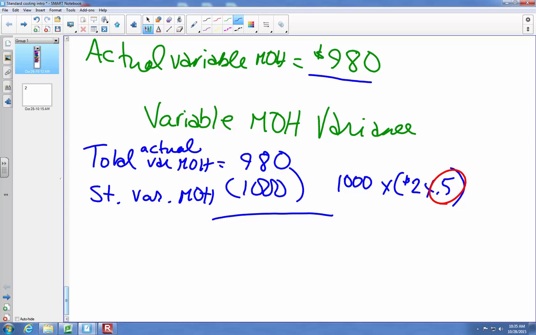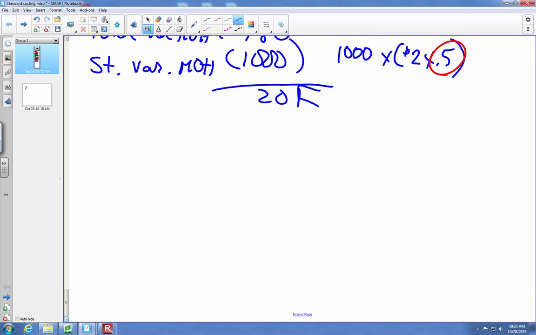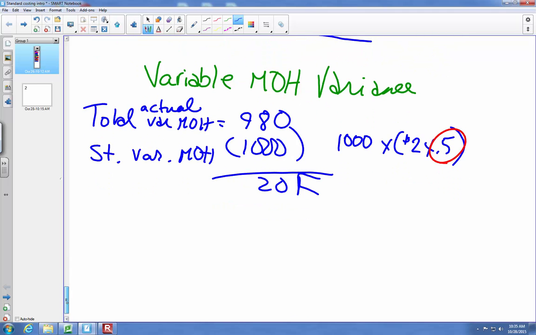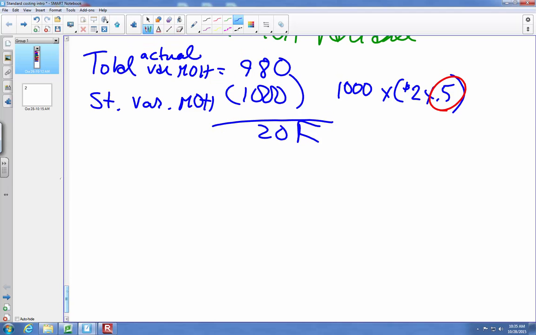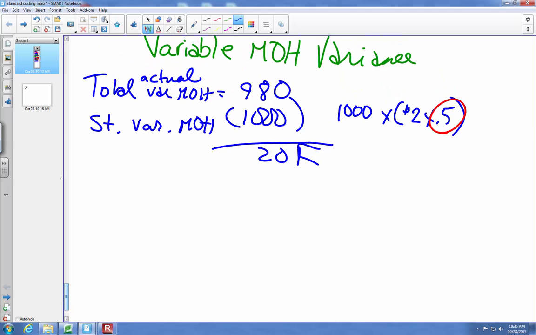So my variable manufacturing overhead variance is $20. Favorable or unfavorable? Favorable. I spent less than I should have. This is one of those little ones, or is one of the two, that we know every time we can explain the two variances. Or we can explain the total variance by calculating two of them. A spending variance and an efficiency variance.